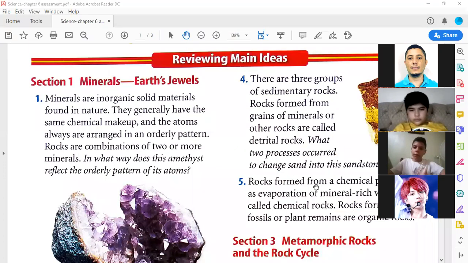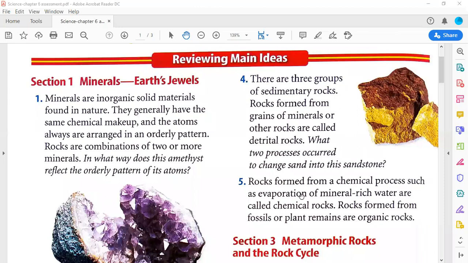All right, so within the group of sedimentary rocks, we have three other groups. It's being divided into 3 more groups, right? That we are going to be reading about afterwards. And there is a question over here. It says, what 2 processes occurred to change sand into sandstone? What do you think?